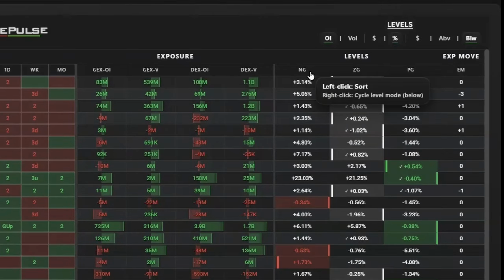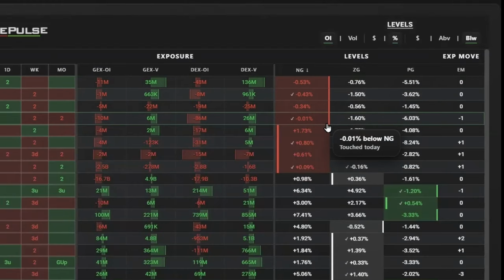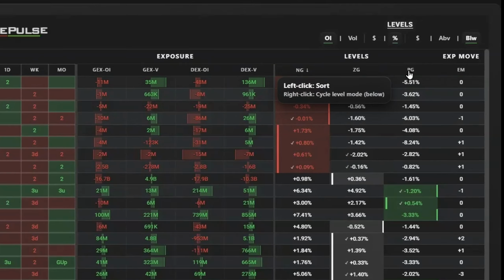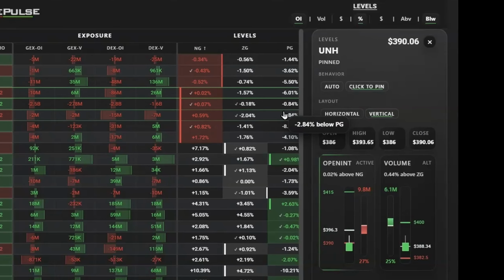And you can also sort, okay? So right now we are sorting using below. If the bar is on the right, we are below that level. If the bar is on the left, we're above that level. Same thing with ZG and PG. In this case, if I sort like this, we can see that UNH is barely above its NG level for the open interest side.